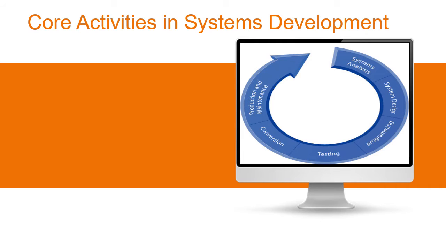What are the core activities in systems development? So systems development involves systems analysis, systems design, programming, testing, conversion, production, and maintenance. This picture here is similar to the ASAP methodology, which is widely used in the implementation of multiple SAP projects across the globe. So we'll get a little deeper into understanding the key activities that happen within each of these steps in the systems development life cycle.